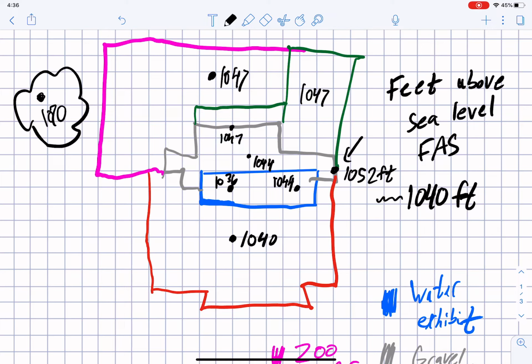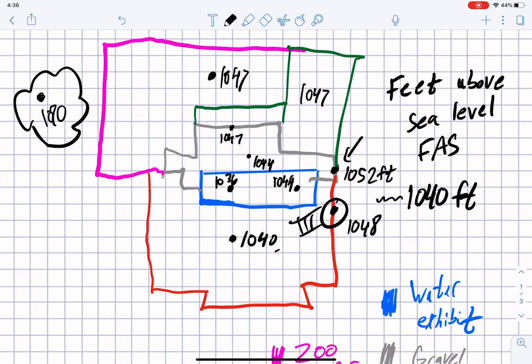One more thing before I forget. Within the visitor section, you remember the initial sketch had stairways and a platform above, and you just write that in. Maybe that was 8 feet above the visitor section here, so maybe that's 1,048. Each part of your exhibit needs to have the feet above sea level, and it's going to change, but it definitely wants to be somewhere around 1,040.